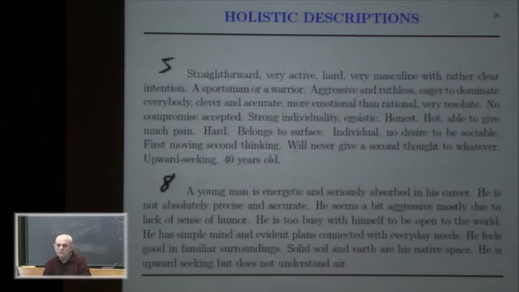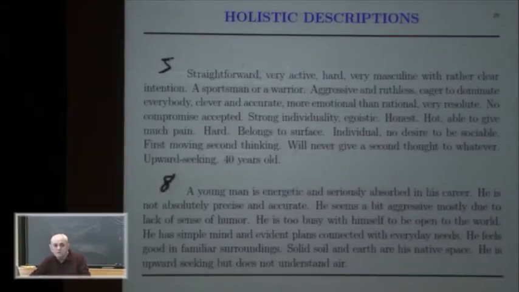But to get privileged information, I asked my friend, who is professor of poetry in Moscow University, to give her impression about digit, and that is impression about digit 5. Straightforward, very active, hard, very muscular, with rather clear intention, a sportsman of war, aggressive and ruthless, and 40 years old. And that is impression about that. And this impression about this 8: a young man is energetic and seriously absorbed in his career. He is not absolutely precise and accurate, and so on.